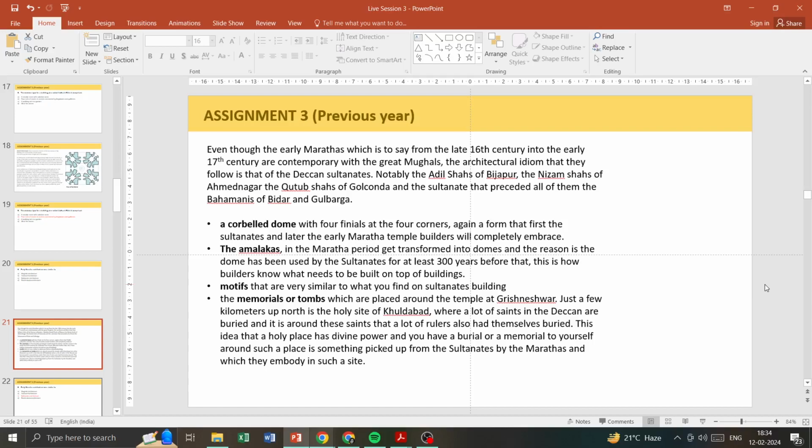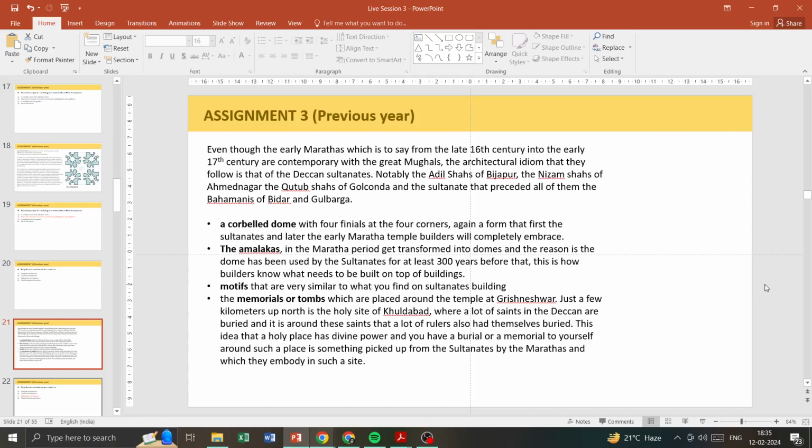A few examples of how the Sultanate architecture got translated into early Maratha architecture are the use of a corbelled dome with 4 finials at 4 corners. It came in the Sultanate architecture, and then that same idea of corbel dome was later used by Maratha temple builders. Then the Amlakas in the Maratha period, on the top of the shikhar, which had an umbrella-like shape, got transformed into domes.